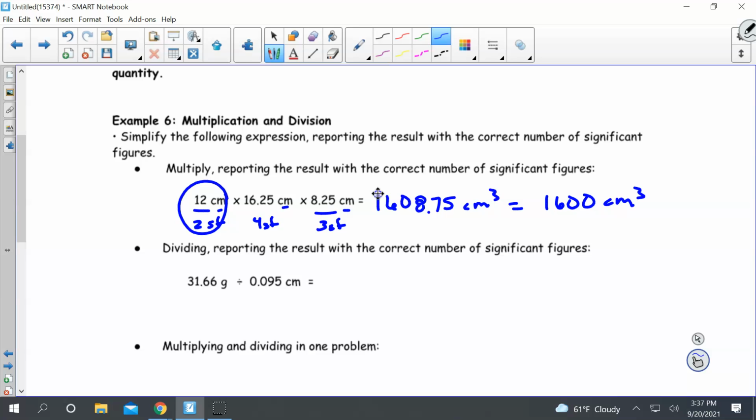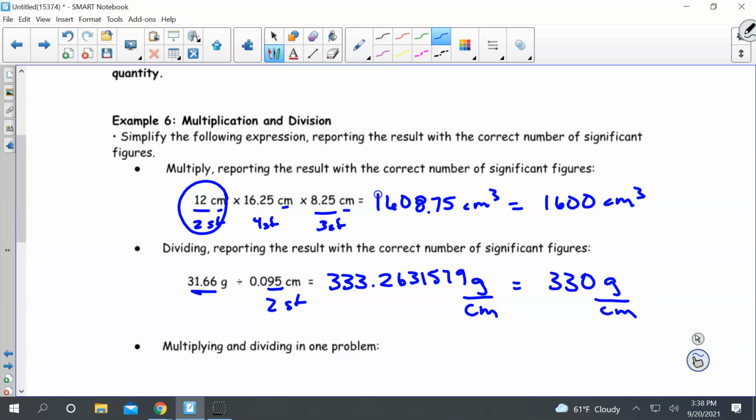If I did this other one, if I did this math, I got in my calculator 333.2631579. I'm not going to carry my answer that far because that would mean my equipment was very precise, and it wasn't. I look in here and I go 2 sig figs, 4 sig figs. 2 is the fewest sig figs. I'm going to round this answer to 2. That would be 330 grams per centimeter. Okay, so it's just rounding it to the measurement that has the fewest number of sig figs.